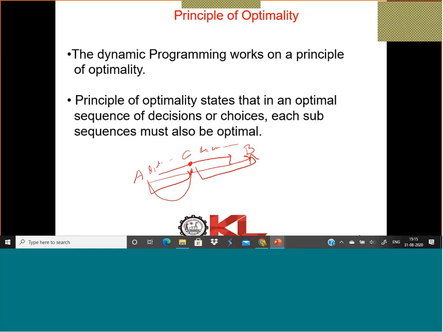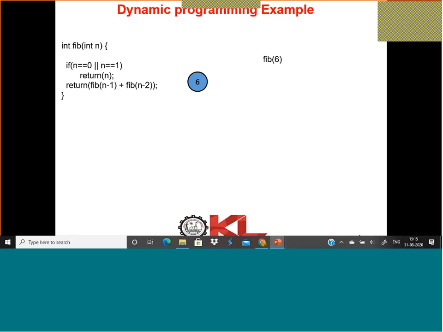I'll explain the same thing with the help of an example. Don't worry about these terminologies. In order to understand the dynamic programming model, I have taken one simple problem. With the help of this, I am trying to explain how dynamic programming works. To explain this, I have taken the Fibonacci number.